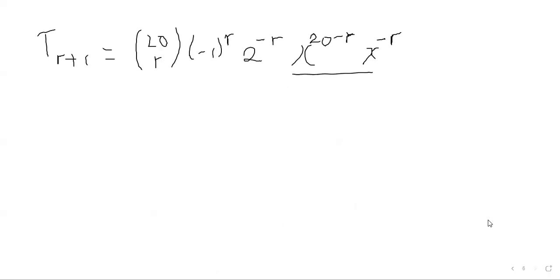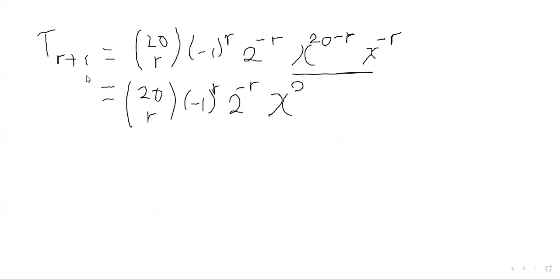So this part, let's simplify this part together. Same bases, what do we do to the powers? We add. So when we add the powers here, we'll have 20 minus r plus minus r here. So the end result for this first piece will be negative 1 to the power r, 2 to the power negative r, x to the power 20 minus 2r, like this. So the moment you reach this stage where all the terms for x are put together, you now get this piece here.